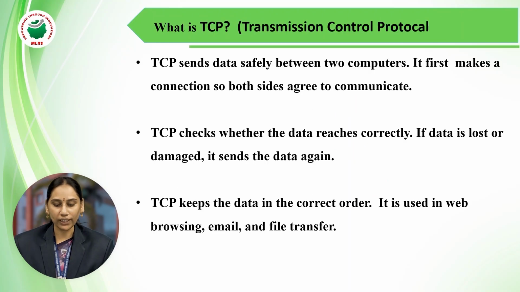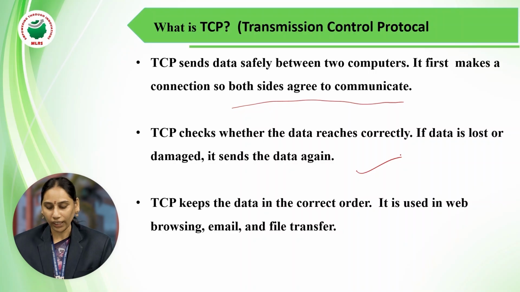Next, what is TCP? TCP full form is Transmission Control Protocol. TCP sends data safely between two computers. It first makes a connection so both sides agree to communicate. Next, TCP checks whether the data reached correctly. If data is lost or damaged, it sends the data again. TCP keeps the data in the correct order. It is used in web browsing, email and file transfer.